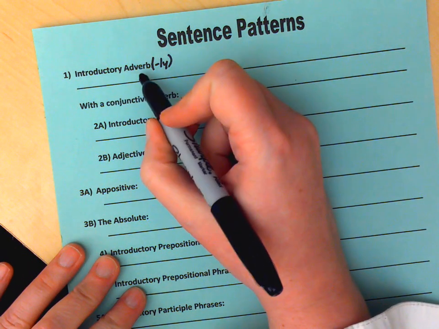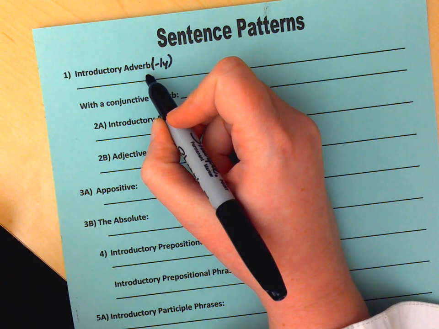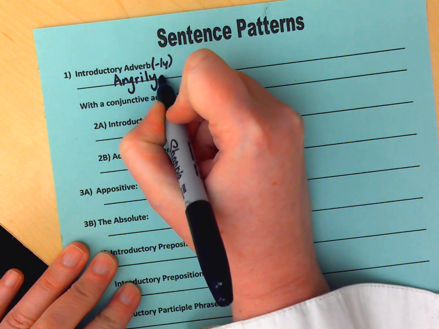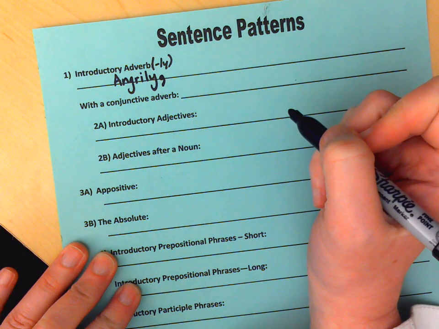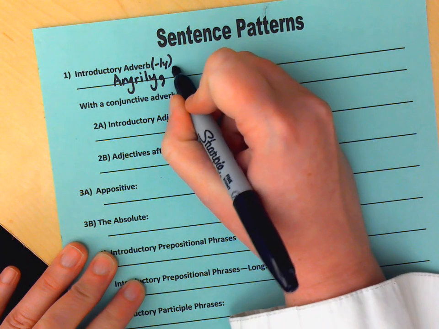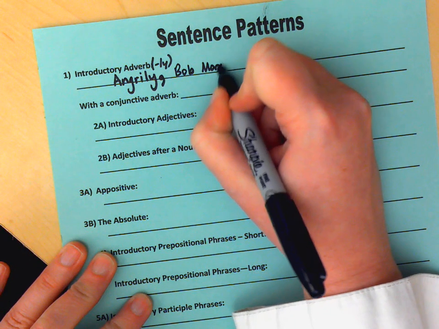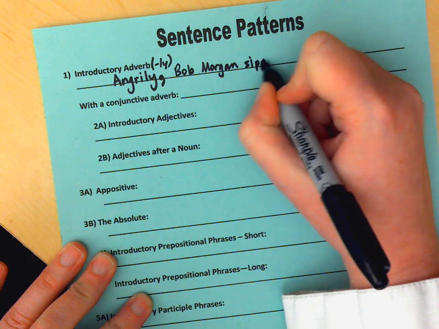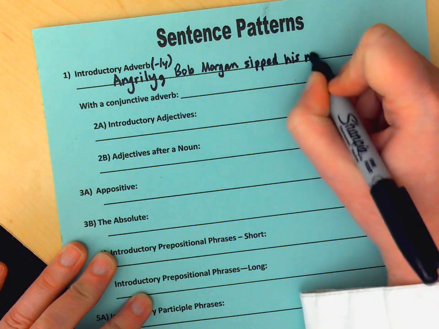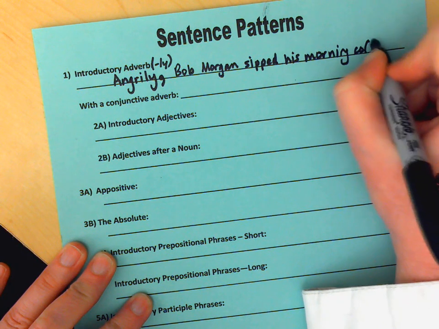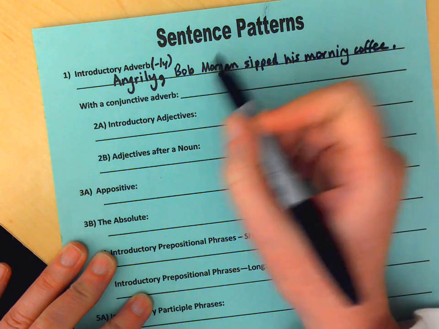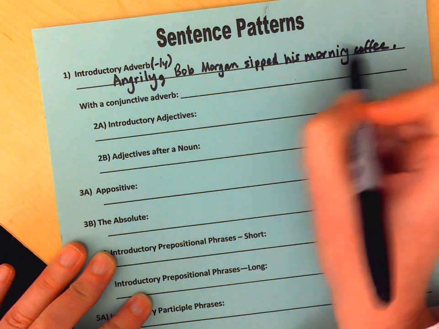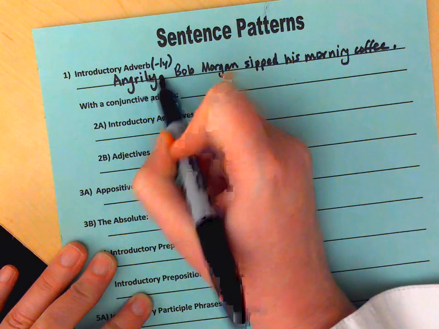And if it's an introductory adverb, all you need to do is to come up with an ly word, okay? 2B came up with angrily, okay? Because it's out of normal word order, it kicks in the comma. And they made up a character named Bob Morgan, some sort of office worker. Can't remember what exactly he was doing. But one morning he sipped his morning coffee. Okay, so can you see that normal word order would have been something like Bob Morgan angrily sipped his morning coffee. We've yanked it out of this spot, put it at the front, it kicks in our comma.